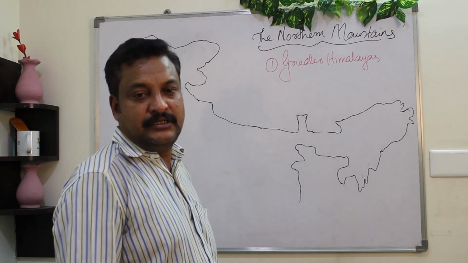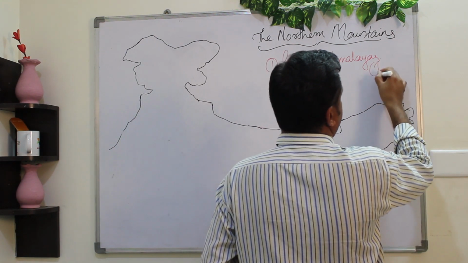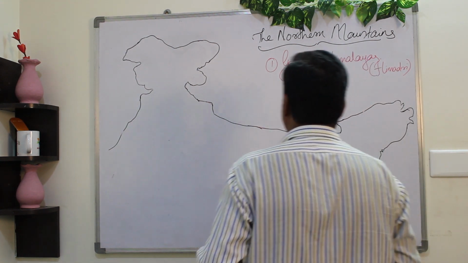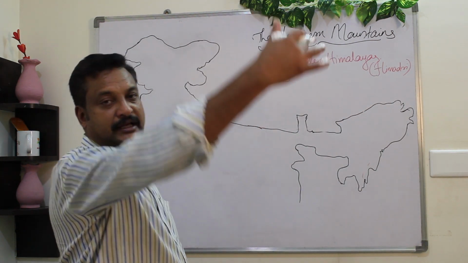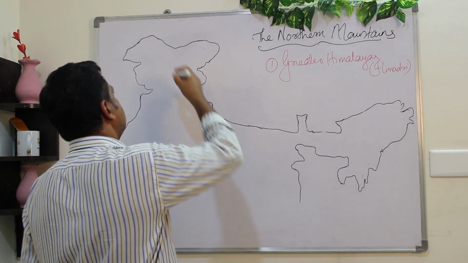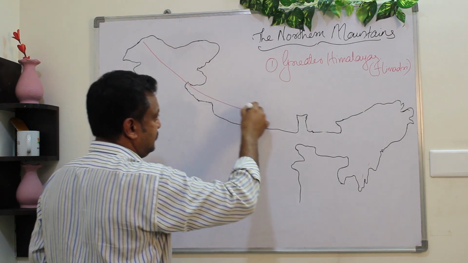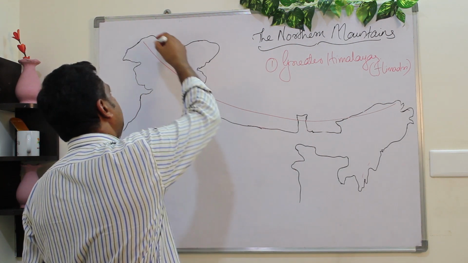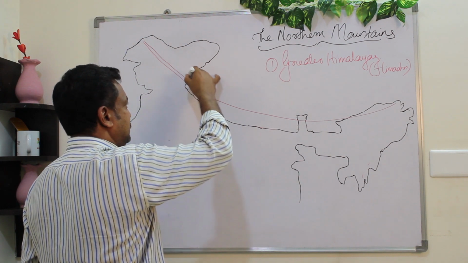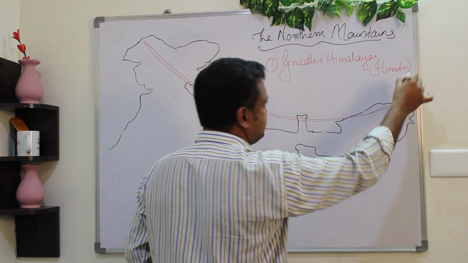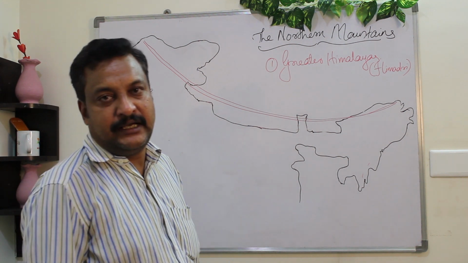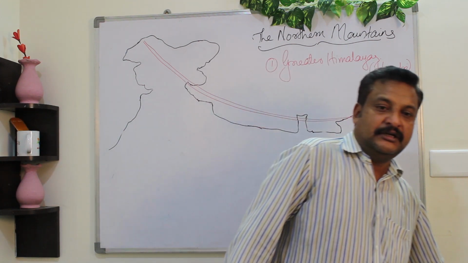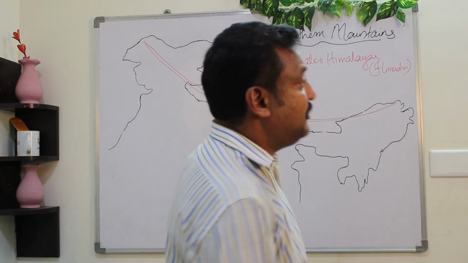The first one is called the Greater Himalayas. This is also known as the Himadri range, the topmost layer of the three layers of Himalayas. The topmost layer goes like this. Okay, the topmost range of mountains that runs through the Himalayas is known as the Greater Himalayas or Himadri. Okay, the second one is called the Lesser Himalayas.